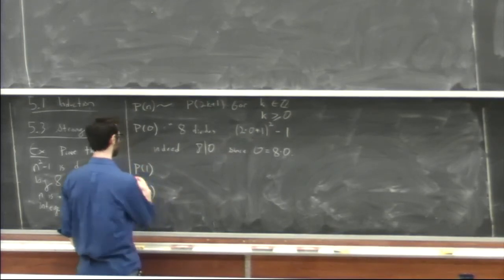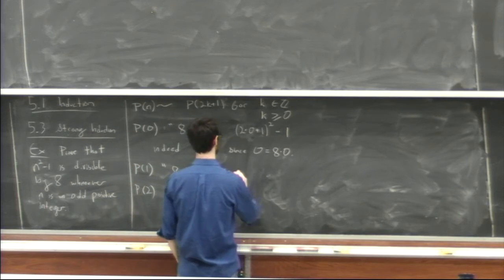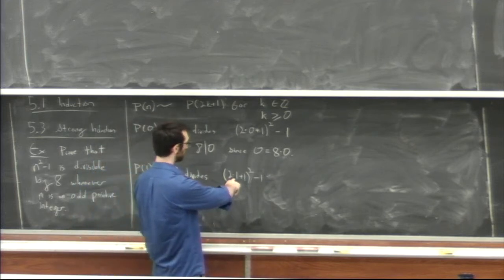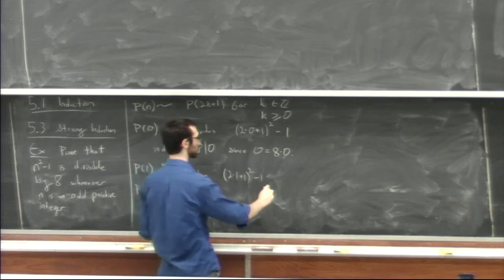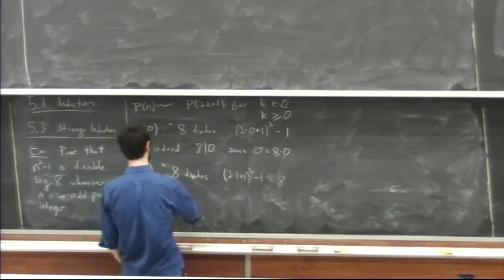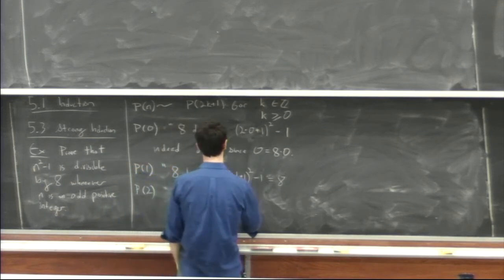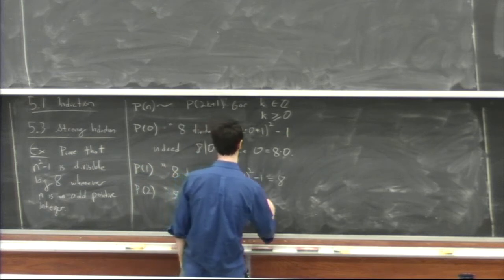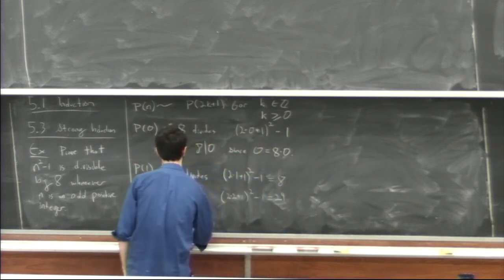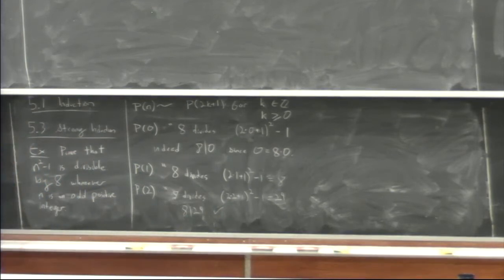It's not a bad idea. P1 is the statement that 8 divides 2 times 1 plus 1, squared, minus 1. 2 times 1 plus 1 is 3, so this is 3 squared minus 1, which is equal to 8. And indeed, 8 divides 8. So P1 is also true. P2 is 8 divides 2 times 2 plus 1, squared, minus 1. So this is 5 squared minus 1, which is 24. And indeed, 8 divides 24. So we've checked the first couple of steps and seen that, yes, it seems this proposition is true.